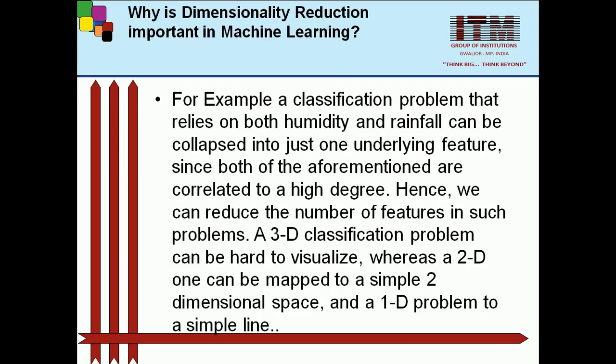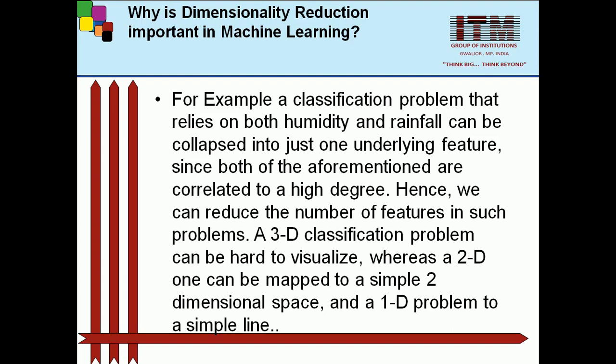Why is dimensionality reduction important in machine learning? For example, a classification problem that relies on both humidity and rainfall can be collapsed into just one underlying feature, since both are correlated to a high degree. Hence, we can reduce the number of features in such problems. Humidity and rainfall can be correlated and collapsed into just one underlying feature, because both are related to certain climatic conditions.